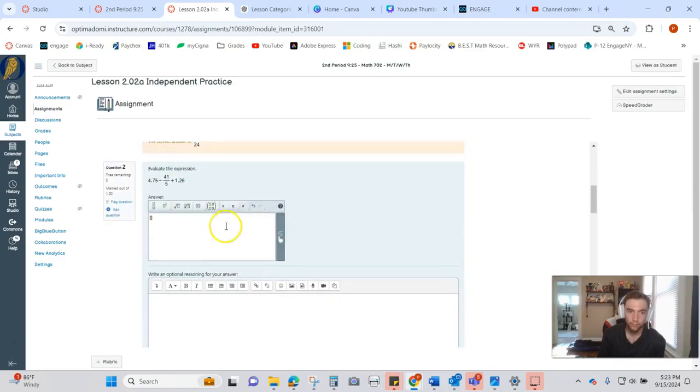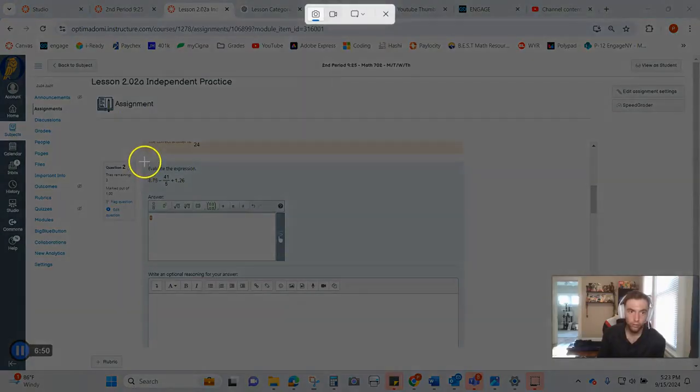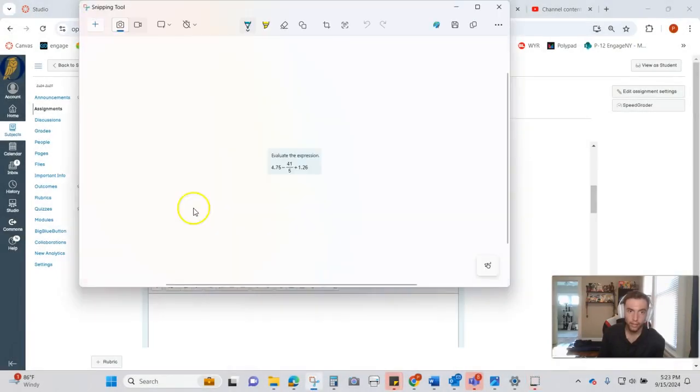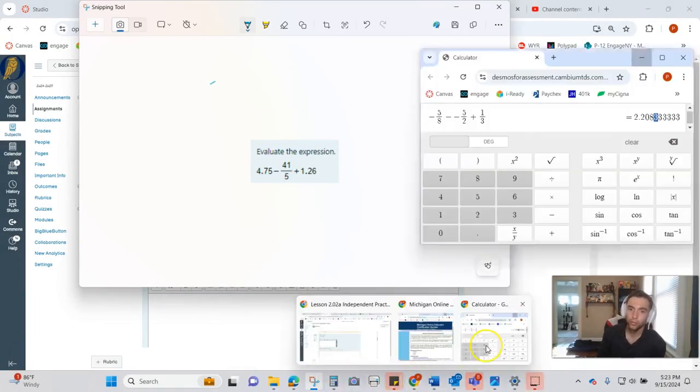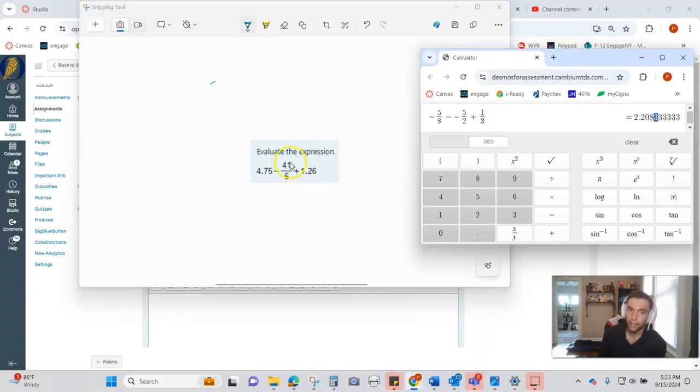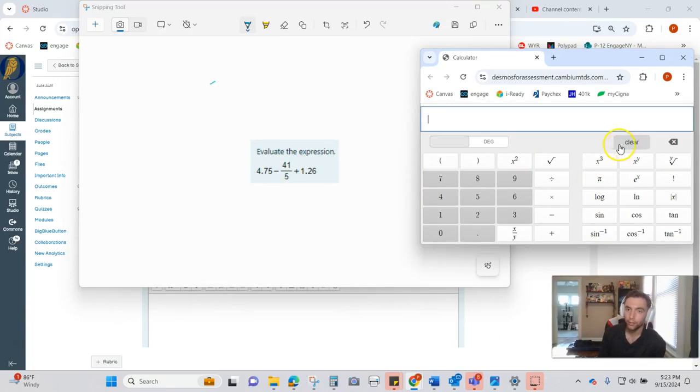Oh yeah. Question 2. Evaluate the expression. Oh, looks like we're just adding and subtracting. We have 2 decimals, 1 fraction. Let's see if we can turn this fraction into a decimal easily. If it makes a nice decimal and not a crazy decimal, not a repeating one, then I think we got ourselves a manageable problem.